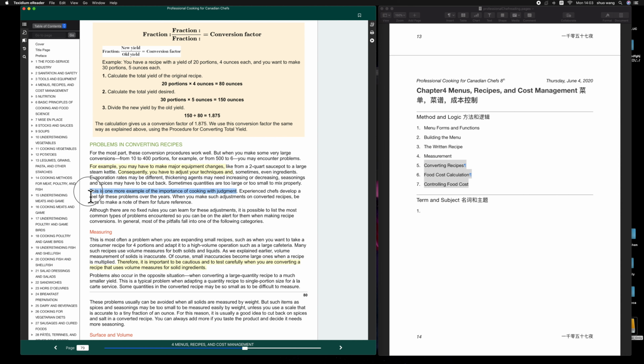看这里他就提到了 cooking with judgment，一定要自己有这个判断，要用舌头去尝，我想做出一个怎么样的好吃的，对吧？Experienced chefs develop a feel for these problems over the years. When you make such adjustments on converted recipes, be sure to make a note of them for future reference.